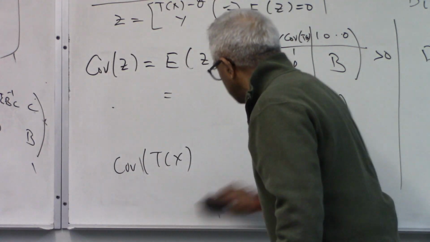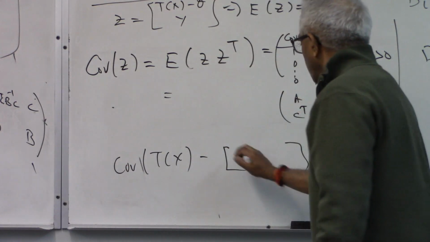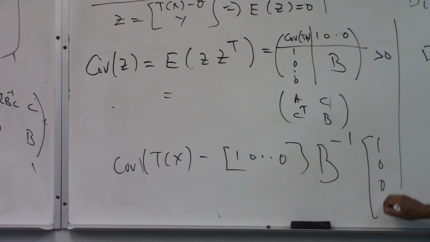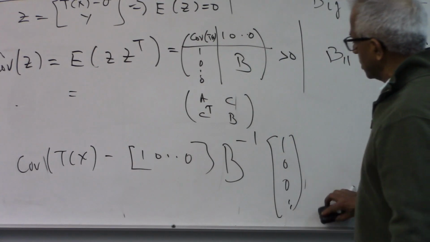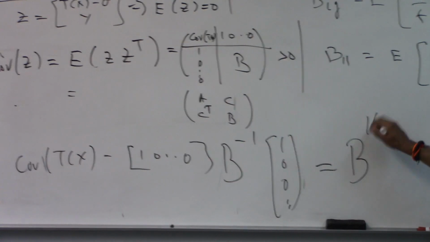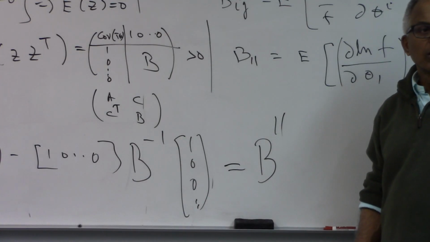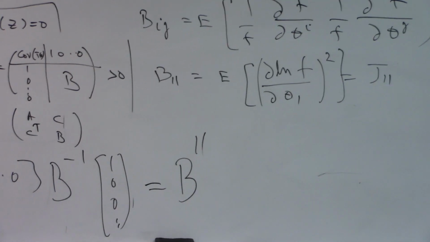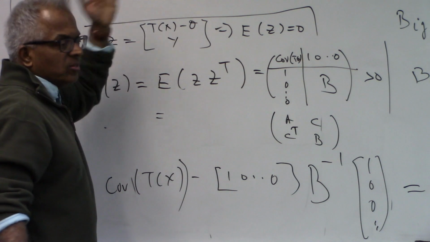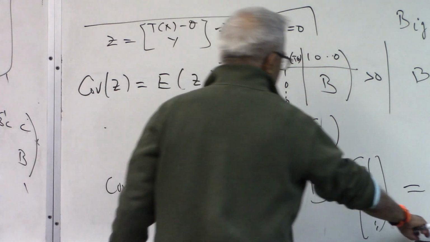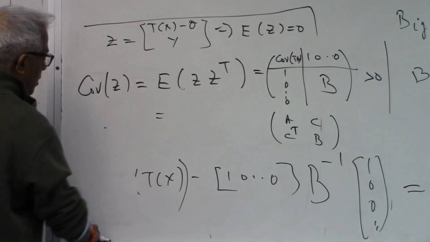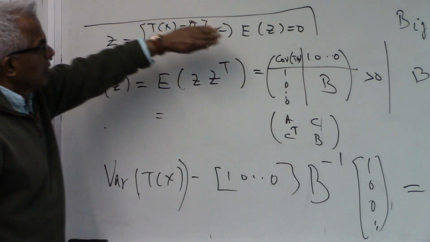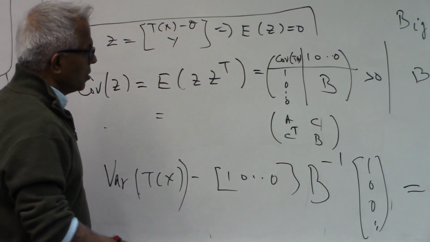where C transpose is this vector 1 0 0 0. Then you have B inverse. Then you have 1 0 0 0. So what will this operation do? Anyone? This will pick up B11, isn't it? Why do you have covariance of T? Isn't this just variance, because T is just one number? Yes, covariance and variance are the same for a scalar. What I meant was variance. So the variance of Tx, the first entry, is at least B11.